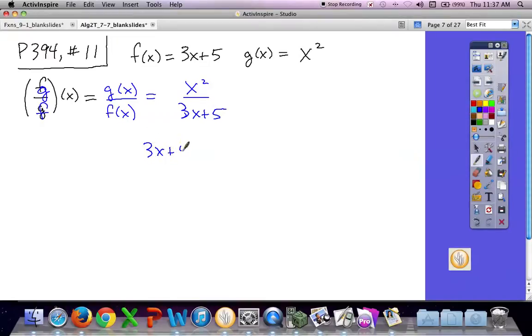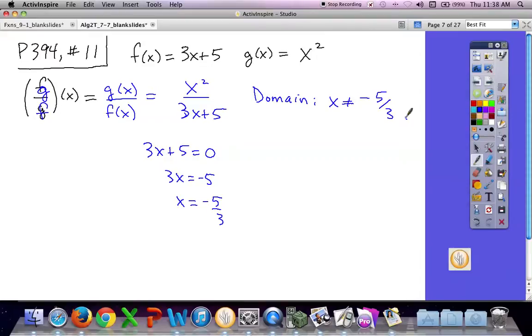3x plus 5 equals 0. 3x equals negative 5, so x equals negative 5 thirds. So if I plug in negative 5 thirds for x, the denominator equals 0, and that's not allowed. So I have to say that the domain of this function is x does not equal negative 5 thirds, which means x can equal any real number except negative 5 thirds.